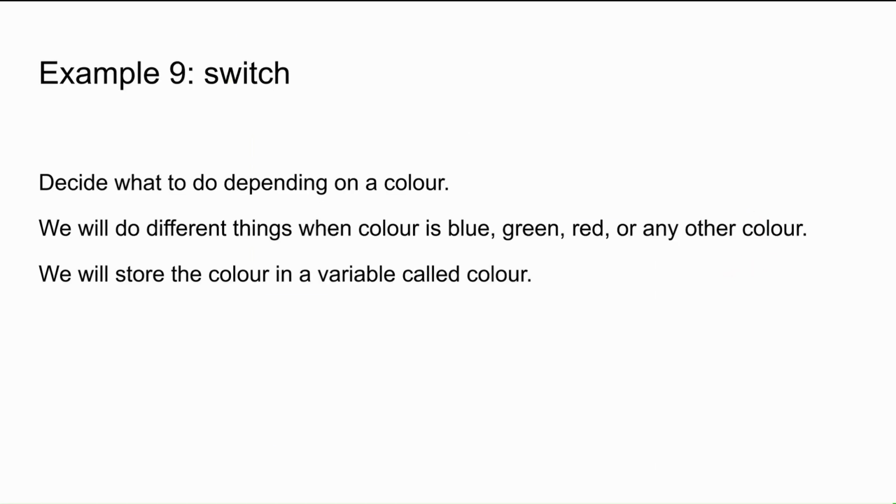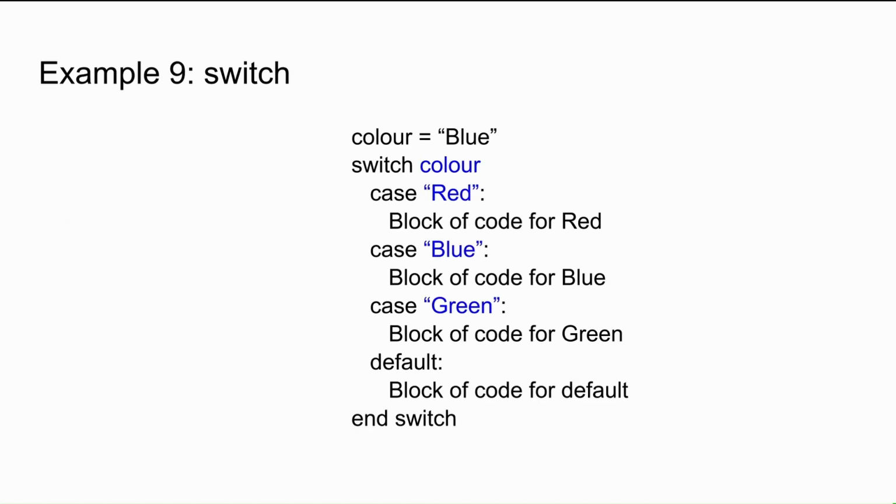Let's see how it works with an example, since it will be easier to understand. Let's suppose what we want to do in our code depends on a color. What we do will be different if the color is blue, green, red, or any other color. We will store the color in a variable named color. And here we have the switch. Since color is the variable we want to compare to different values, we will write switch color here. So after that switch color, we have the first case. In this case, we are checking if color is equal to red. If it is, it will execute the block of code for red and then end the switch. But as we can see here on the top, color is actually equal to blue.